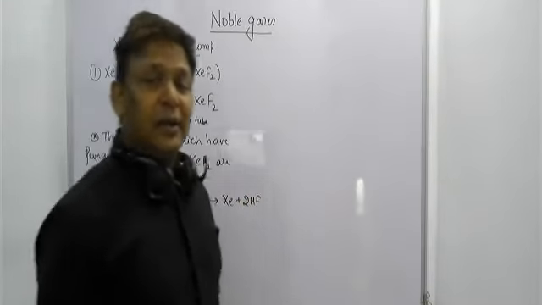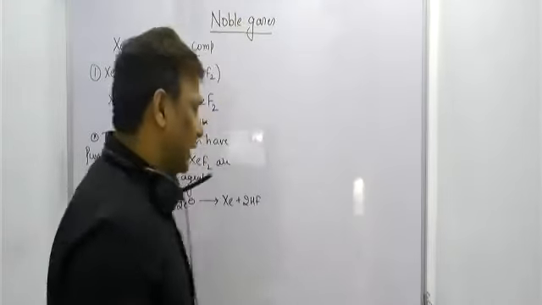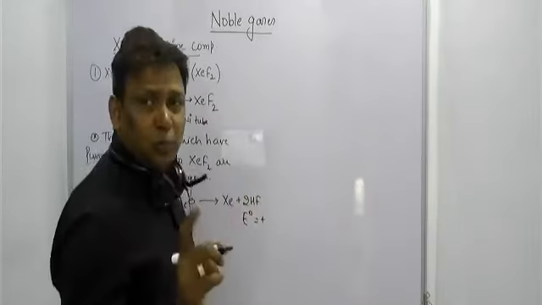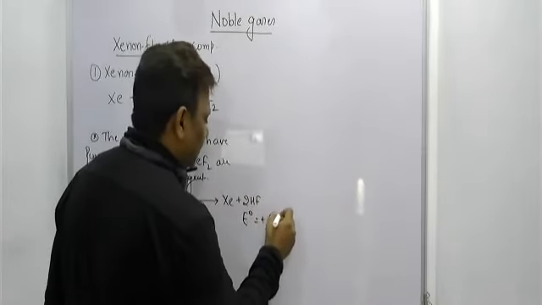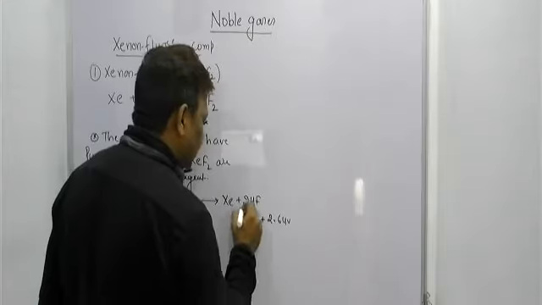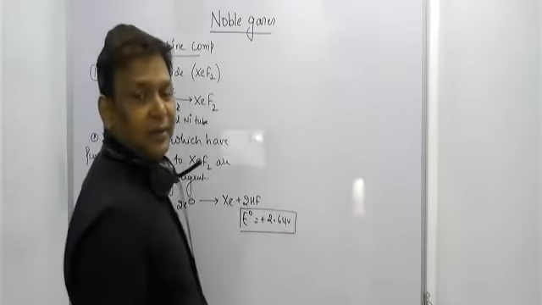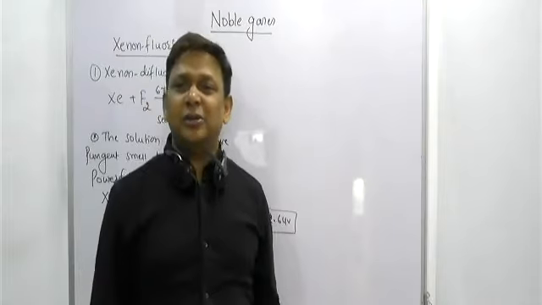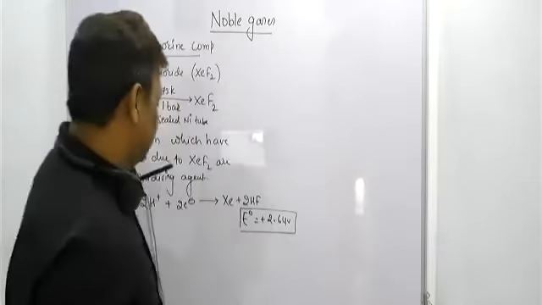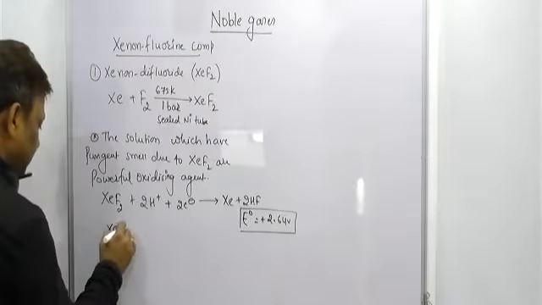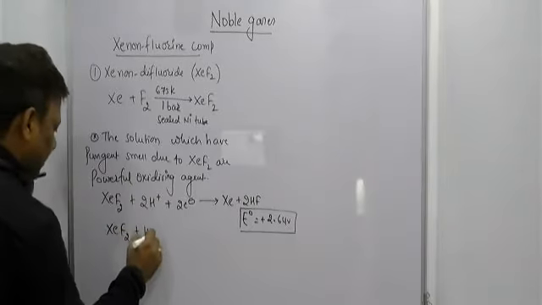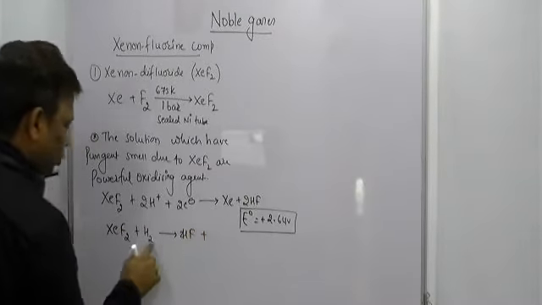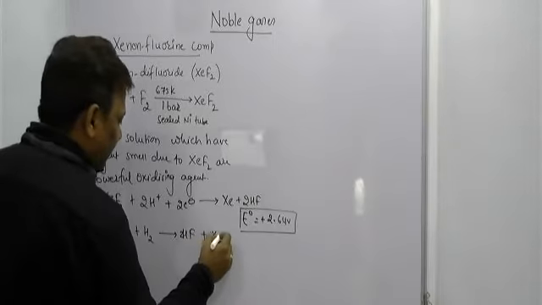And in our textbook, they gave the SRP value, that is E naught value, equal to plus 2 point something, exactly I don't remember, but 2.64 volt is the SRP value given. That means our xenon difluoride, when it reacts with hydrogen, forms HF and xenon. Two hydrogen, 2 fluorine came off, and we got the xenon.